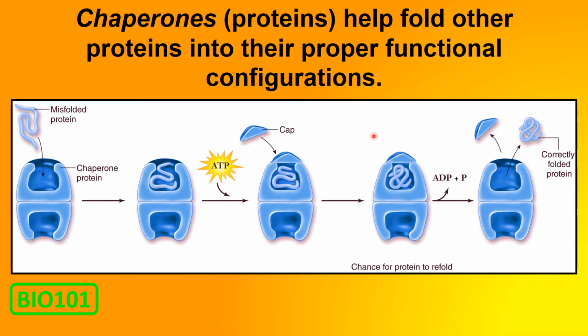Chaperones are other types of proteins that help fold proteins together into their functional configuration. So when you have a long chain of amino acids, if you want to go to a beta-pleated sheet or an alpha helix, it's the chaperones that help that folding occur.